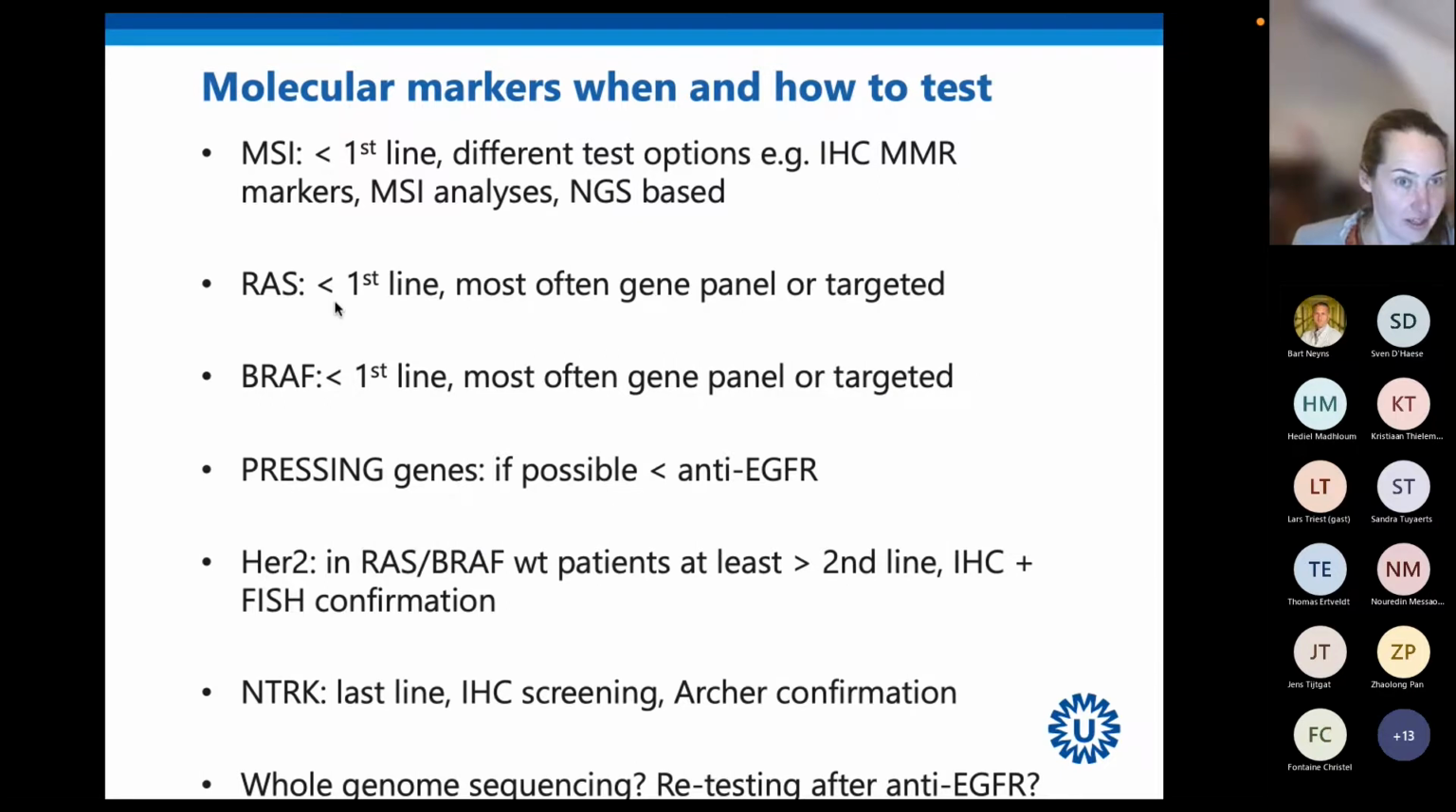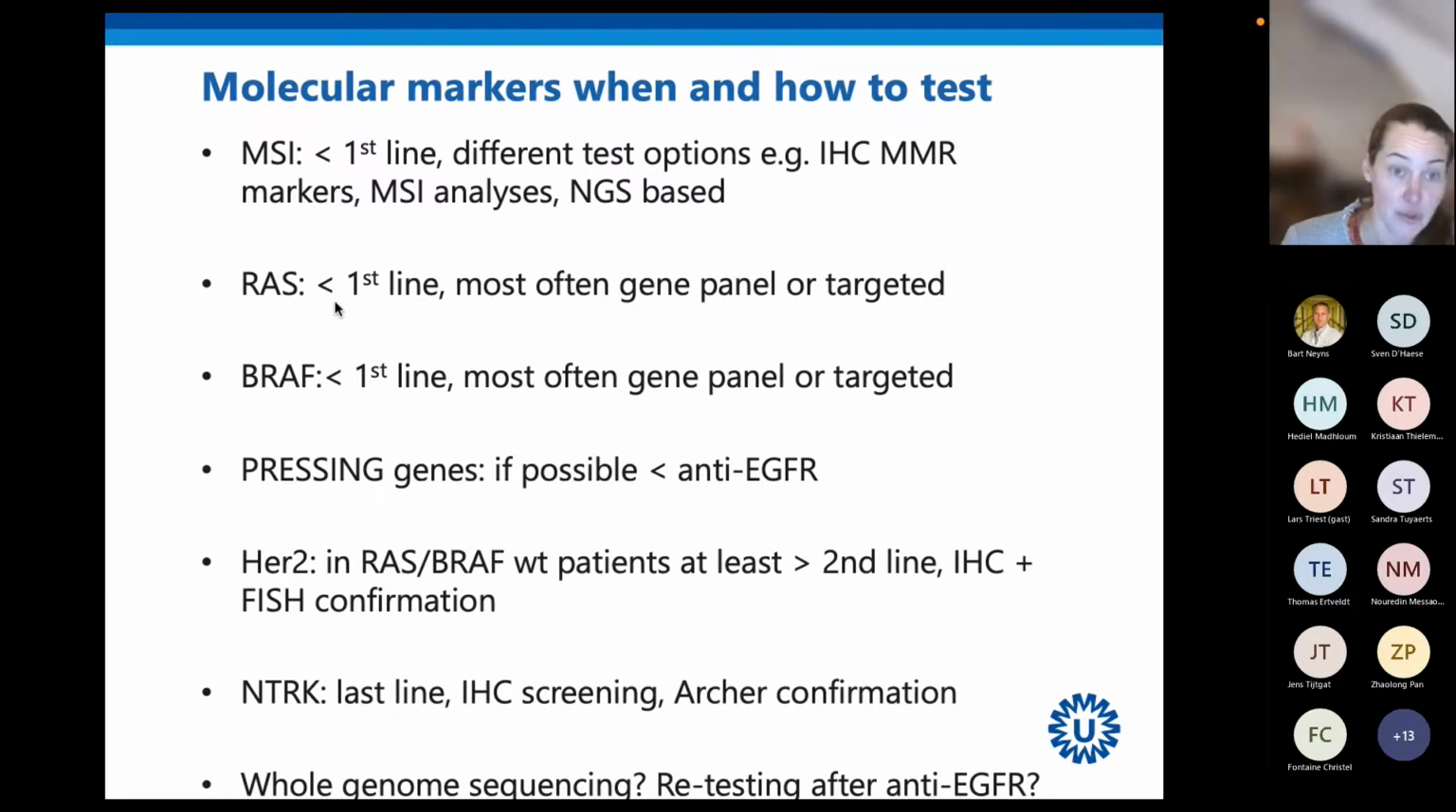So I think for MSI, it's clear. You have a first-line treatment option, pembrolizumab, which is very effective. So this should be tested before you start with first-line treatment. You can test it, of course, in different ways. We always use immunohistochemistry. So we test for the mismatch repair proteins, so the presence of these markers. You can also do MSI analysis or an NGS-based analysis. So it will depend on your pathology lab what they would advise. For us, it works well to do it with the immunohistochemistry.